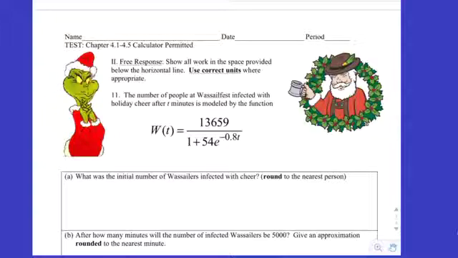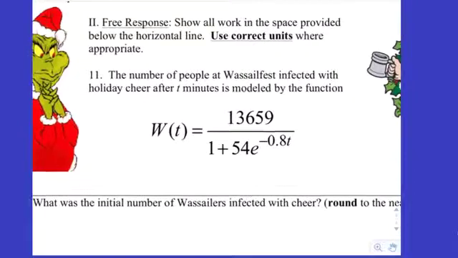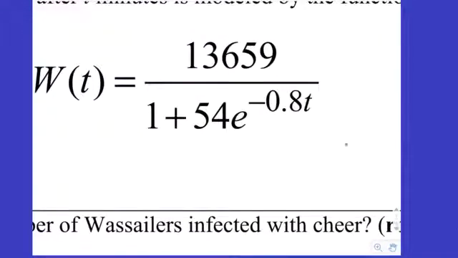All right, so here was the free response. This one was with the calculator. This was a logistic equation. We had the Grinch there spying in on Wasselfest that just took place, the snow Wasselfest. And the equation says the number of people at Wasselfest infected with the holiday cheer after t minutes is modeled by the function W of t equals, and there's the equation.